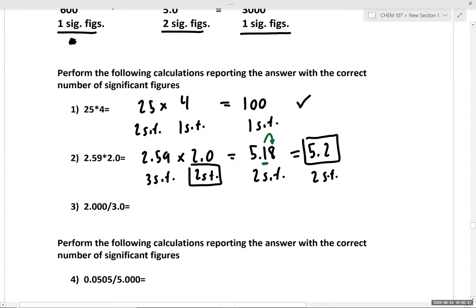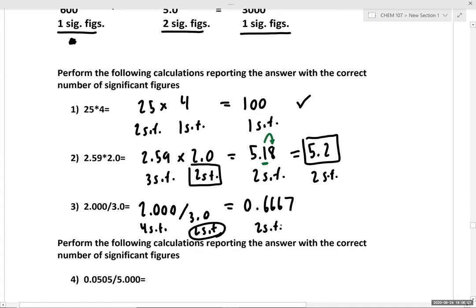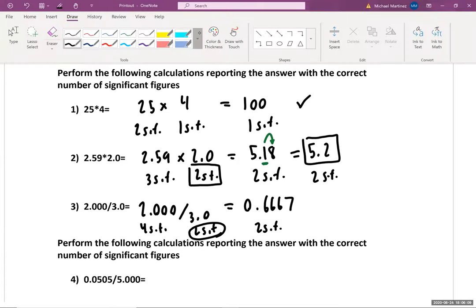Let's look at one more example. So we have 2.000 over 3.0. So we have a number with 4 sig figs divided by a number with 2 sig figs. If we punch this into our calculator, we get 0.6667. And again, we round to the least number of significant figures. So we need to round this number to 2 sig figs.